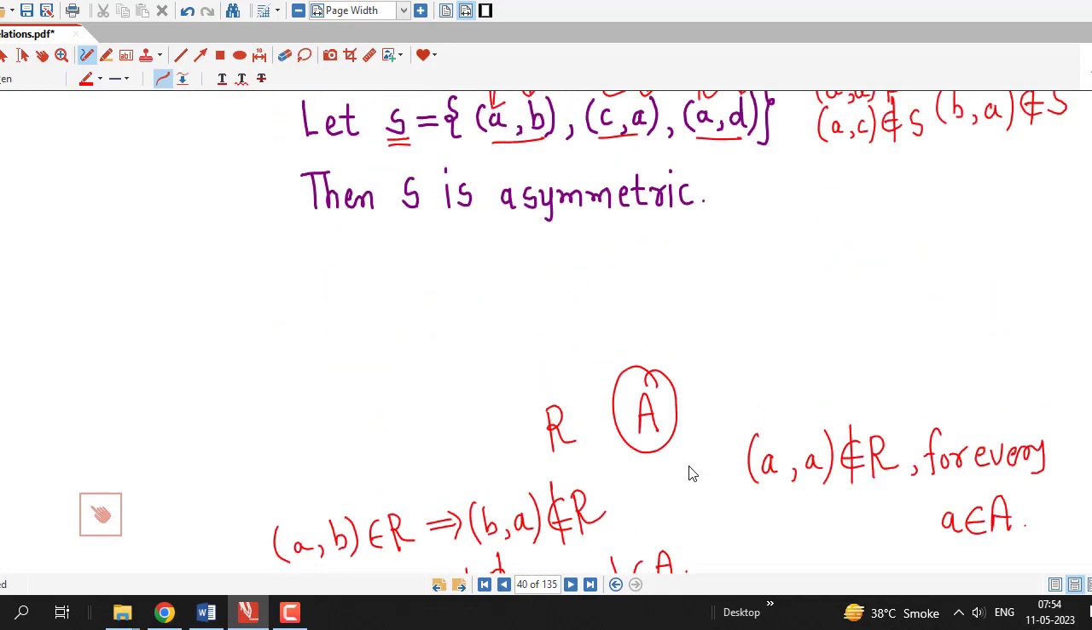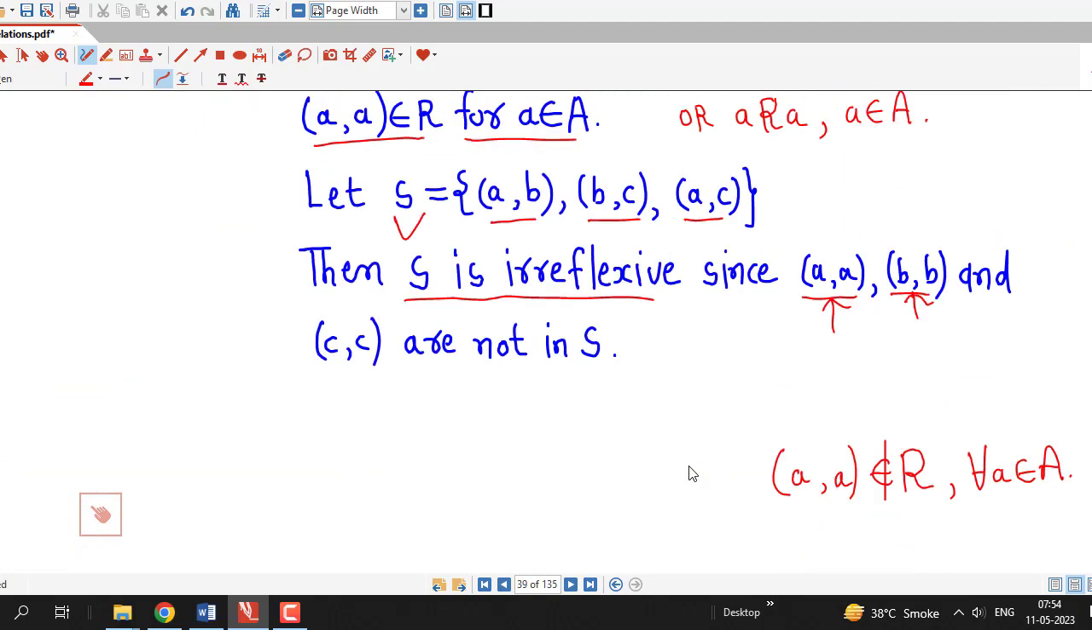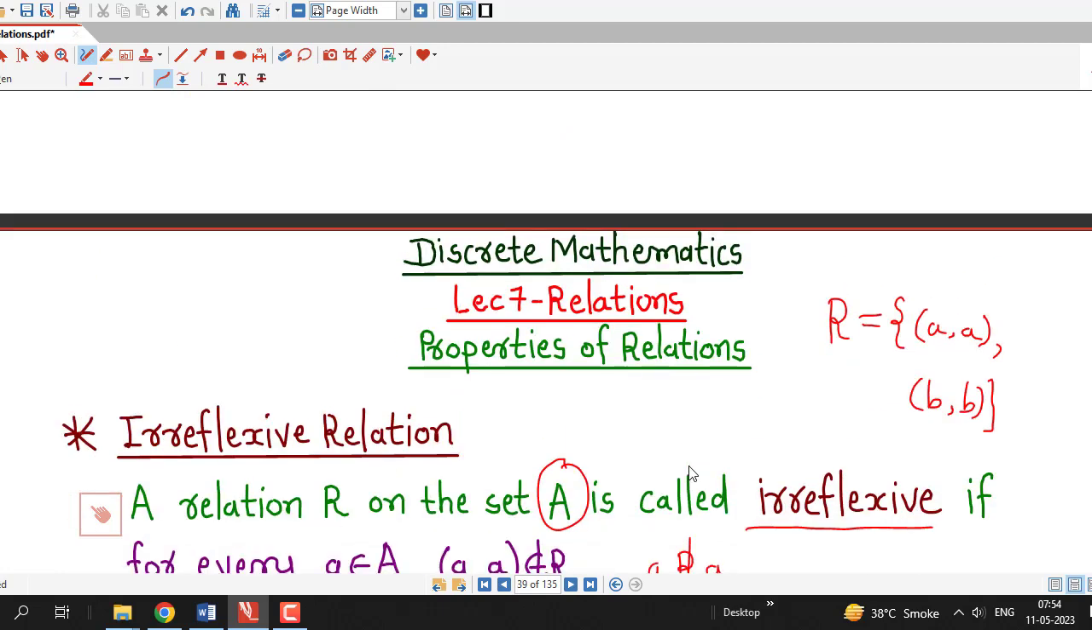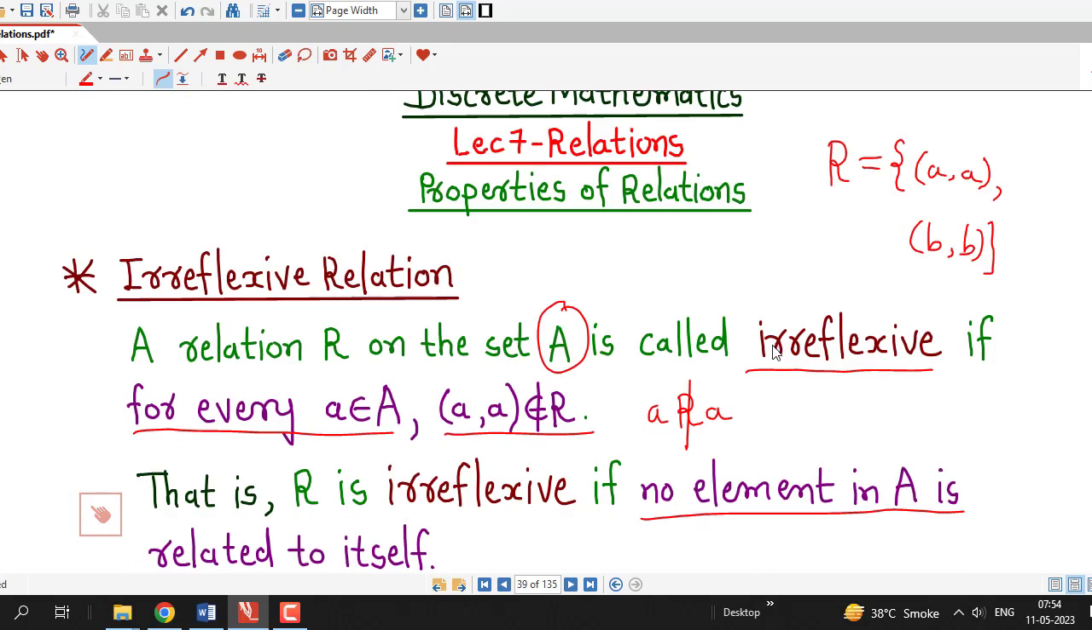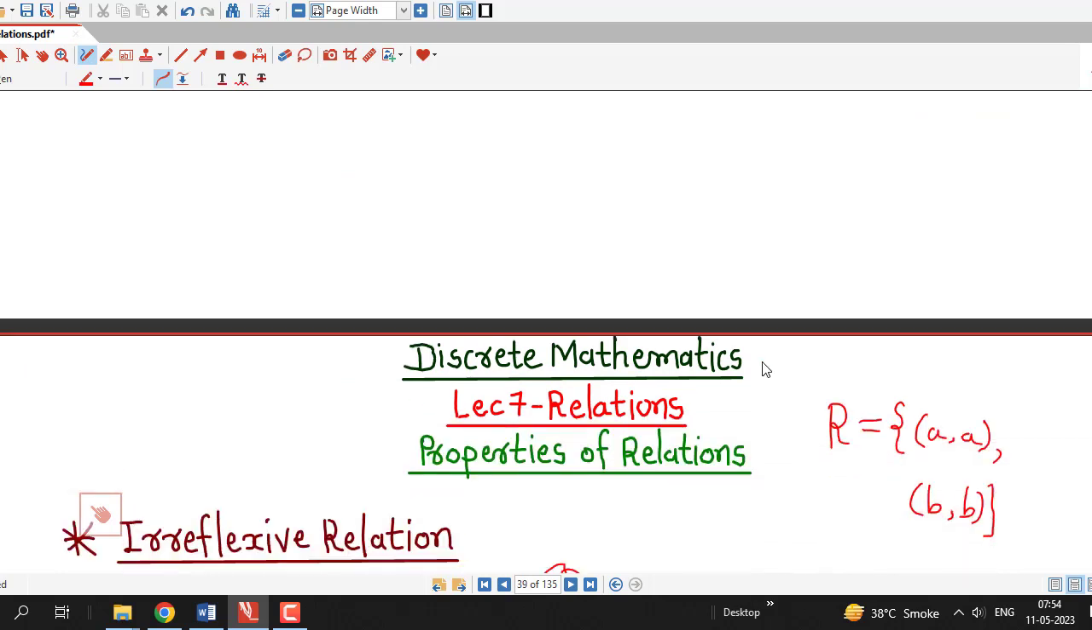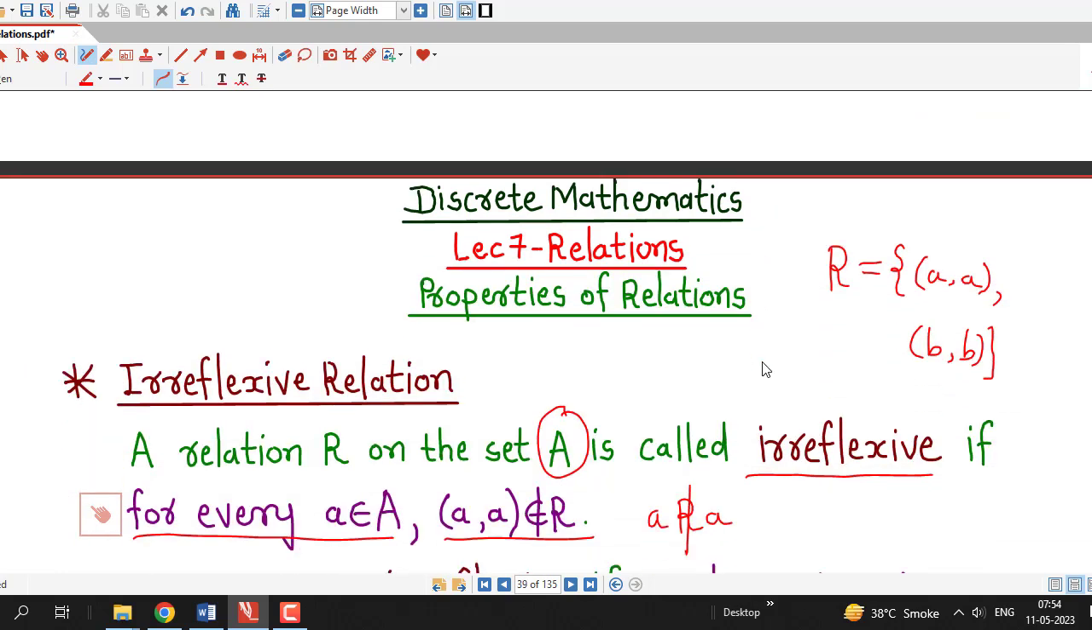So these are the two more properties of relations, and we have discussed them with the help of examples. And in the upcoming lectures, we will be discussing some more problems on properties of relations.